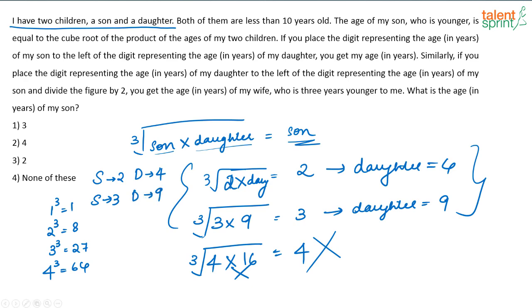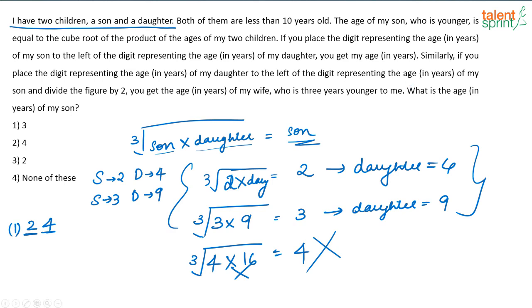Now, but can I stop here? No, I cannot. Now look at the remaining information given here. If you place the digit representing the age of my son to the left of the digit representing the age of my daughter, so if I am taking both the cases, it is said if you keep the age of my son to the left of the age of my daughter, you will get my age in years.